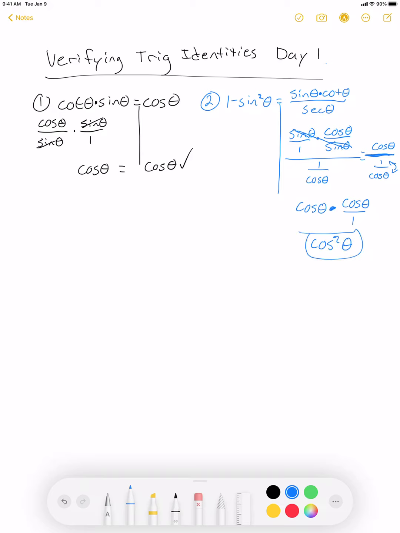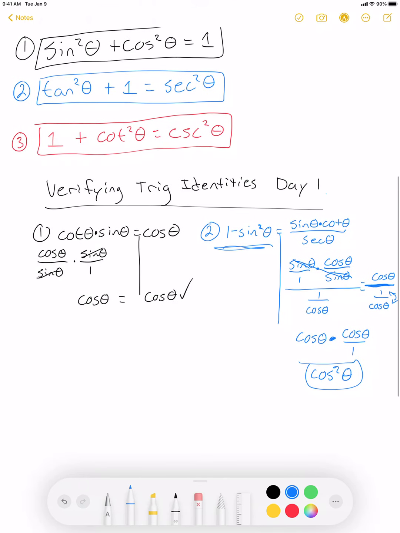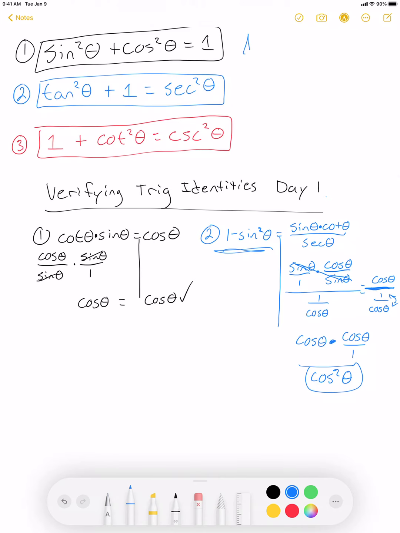Now, how do I get cosine squared to be equal to 1 minus sine squared theta? So this is where you have to look at what you're trying to make it equal to first, and remember some of our Pythagorean identities. And notice how up here in black, number 1, which I'm marking next to it in blue, we have cosine squared. Now if I solved for cosine squared, meaning I moved this sine squared over to the other side of the equal sign, how I would do that would be by subtraction. So I would have cosine squared theta equals 1 minus sine squared theta.